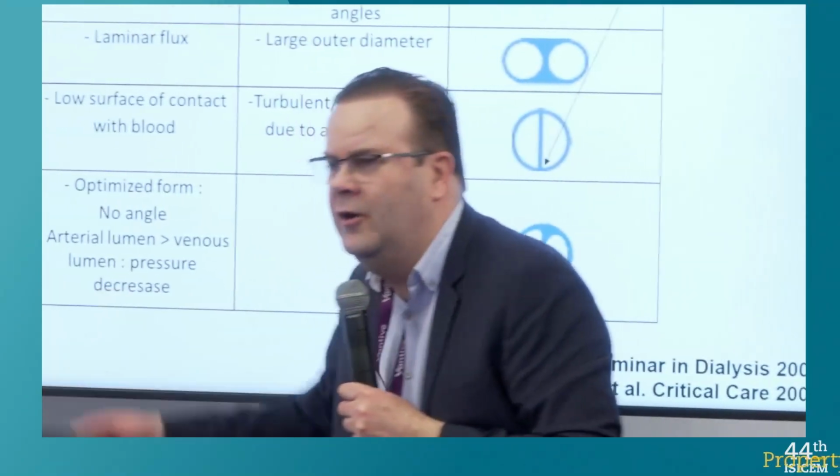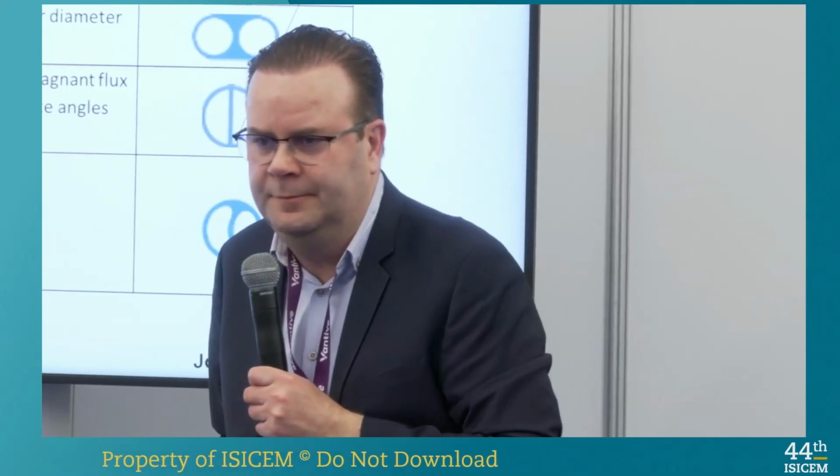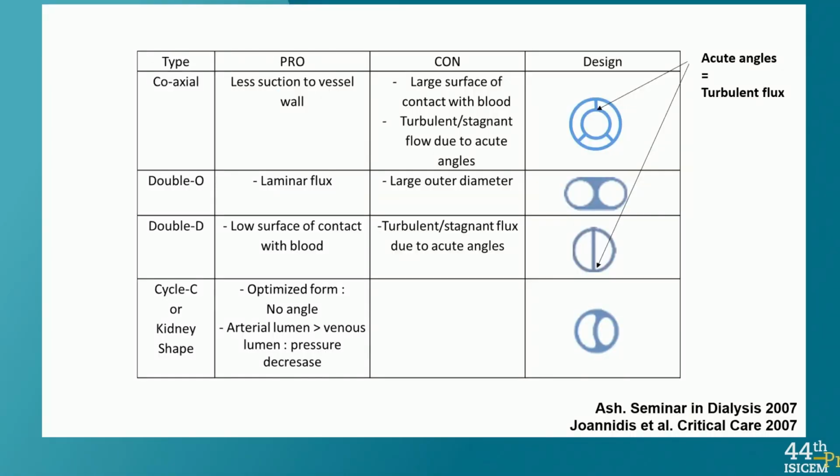So actually the best catheter is a C shape or kidney shape, and you have some catheters circulating. You can see that. No angles here, and optimization of the two diameters, internal diameter and external diameter. Okay?